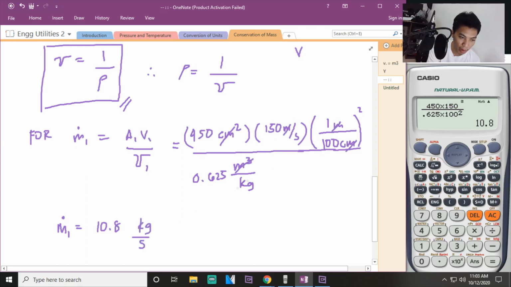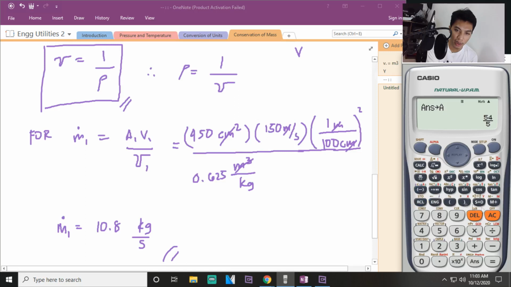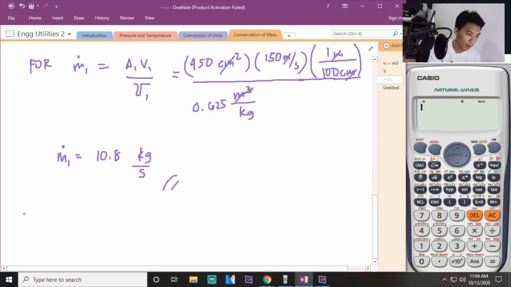Kasi iaakit mo yung kg. May reciprocal yan. So, you have M1. Store natin itong value na to kay A para hindi na tayo mag-input pa. Okay? On. Recall A. Okay? So, we will solve for M2.